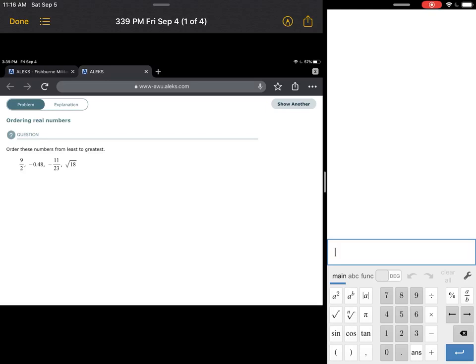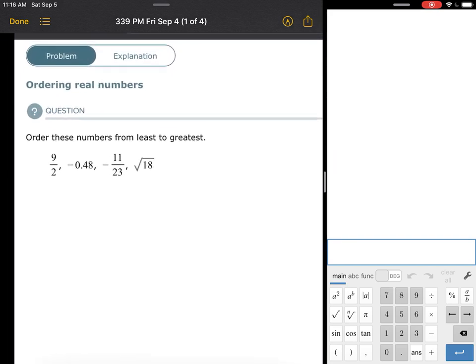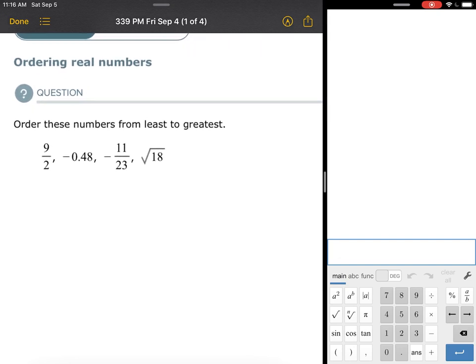Okay guys, so this video is going to talk about how to order real numbers. For this question, I do believe they're going to give you a calculator. I have my Desmos calculator on the side here, just to show you what this will look like. The first thing you need to do is take the time to put it in the calculator and write it down.